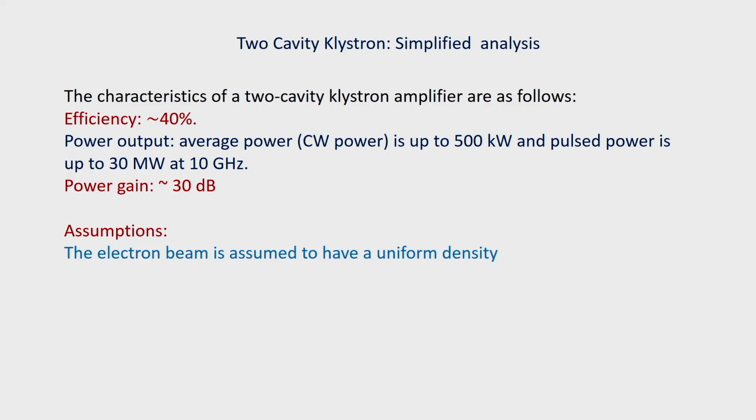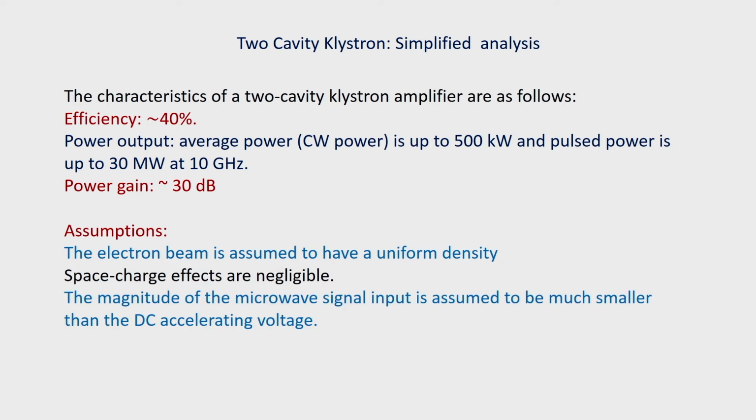While carrying out the simplified analysis of this type of klystron device, we make the following assumptions. The electron beam is assumed to have uniform density across its cross section. The space charge effects are negligible. So, when we have a beam of electrons, there will be mutual repulsion, and those effects are not considered here. The magnitude of the microwave signal input is assumed to be much smaller than the DC accelerating voltage.